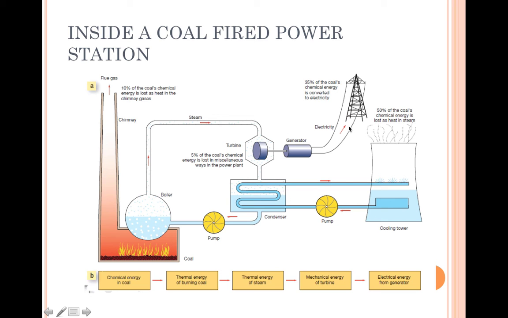So we've gone through a number of different energy transformations. We've gone chemical energy to thermal energy of coal, to thermal energy of the steam, to mechanical energy of the turbine, to electrical energy from the generator. And each time we have an energy transformation, we are losing energy, as in we're putting it into a form that we don't want. So that's why our efficiency can be quite low. Okay? 50% of the coal's chemical energy here, lost as heat in steam.